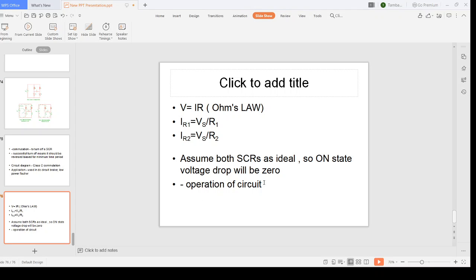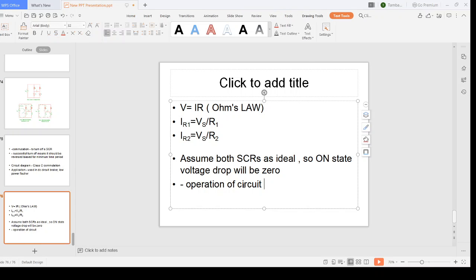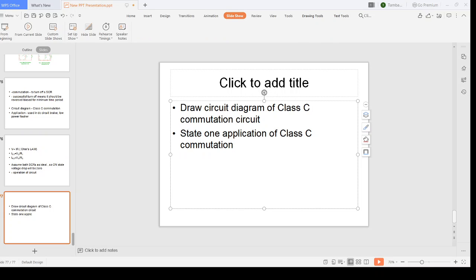At the end you have to solve the homework questions. At the end of the session you have to solve the two homework questions. First question is, draw the circuit diagram of class C commutation circuit, and second is, state any one application of class C commutation.